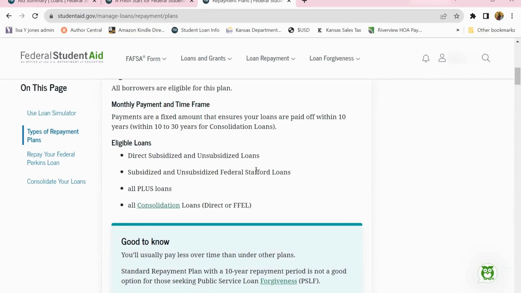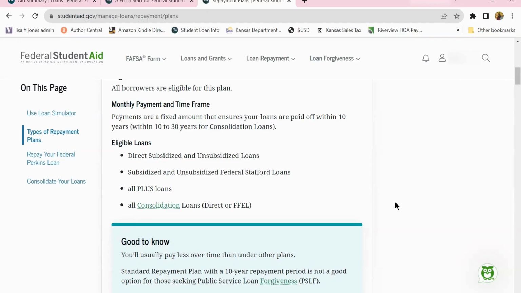Do you remember seeing that you had some loans on one plan and some loans on another plan? Yes. So you can do that. So maybe you put your smaller loans on standard repayment. You get to figure that out. And this is where you keep calling back to Nelnet until you get someone who's willing to work with you to go through. And this is where that loan simulator might be beneficial for you.